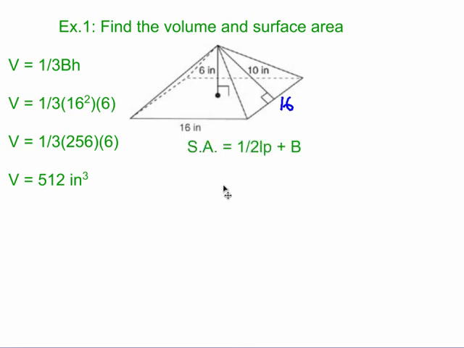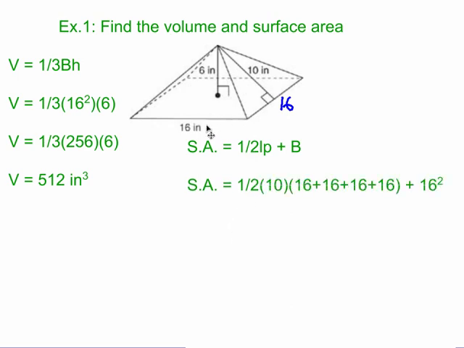Now let's talk about surface area. Surface area is equal to 1/2 the slant height times the perimeter plus the base area. You'll notice I do not use the height of the shape at all when I'm finding the surface area. So slant height is L, that's 10. And the perimeter is adding up all the sides of the base. We know all the sides of the base are the same, they're all 16. So I just did 16 plus 16 plus 16 plus 16. And the area of the base is 16 times 16, or 16 squared.